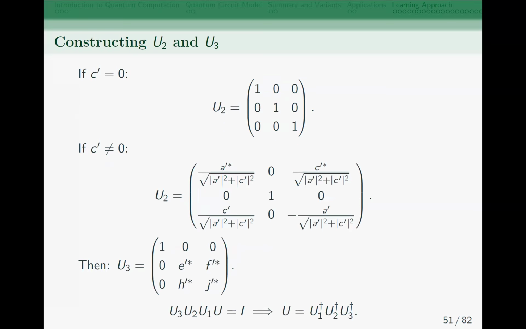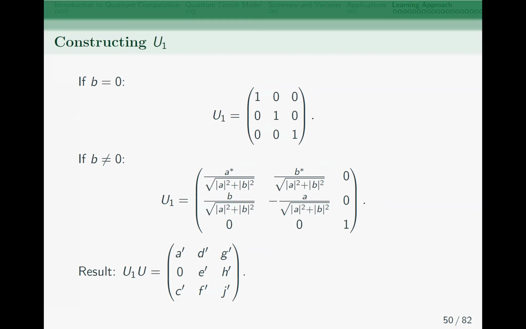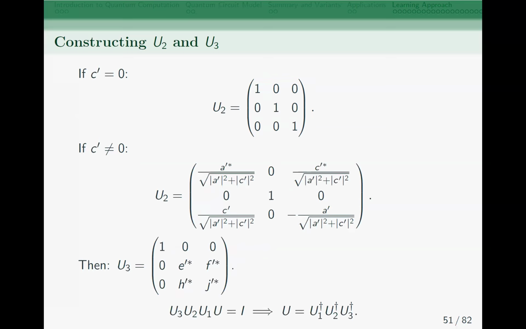Similarly, the second step is that I want to kill this entry. We do a similar thing. If C prime is 0, then I don't do anything, and if C prime is not 0, then I do the same thing: pick C prime and minus A prime to kill this entry, for a similar reason. Once I pick this, then I can kill this.